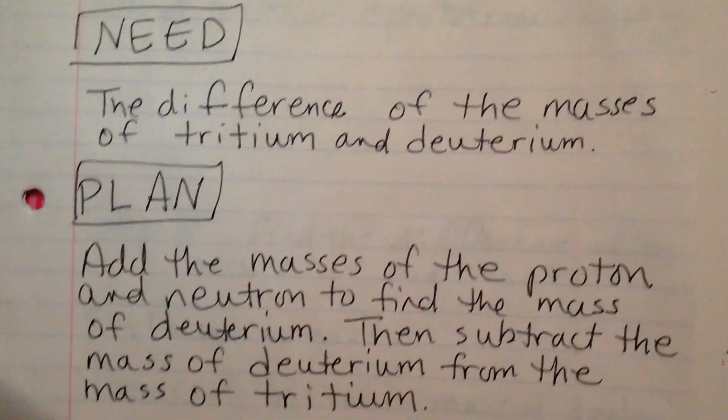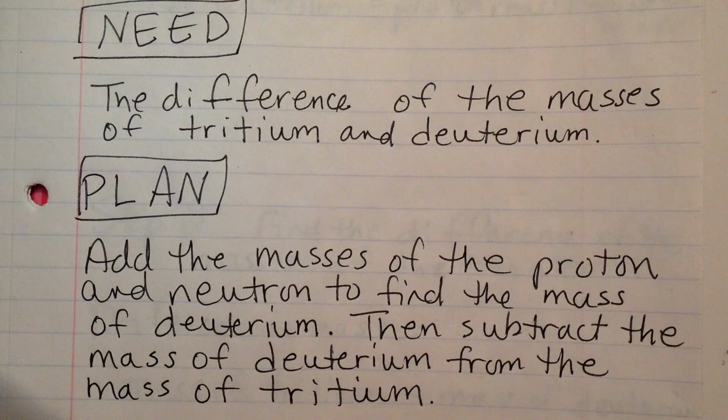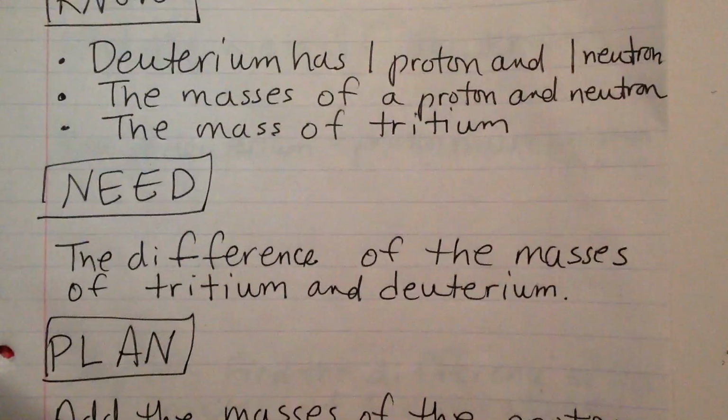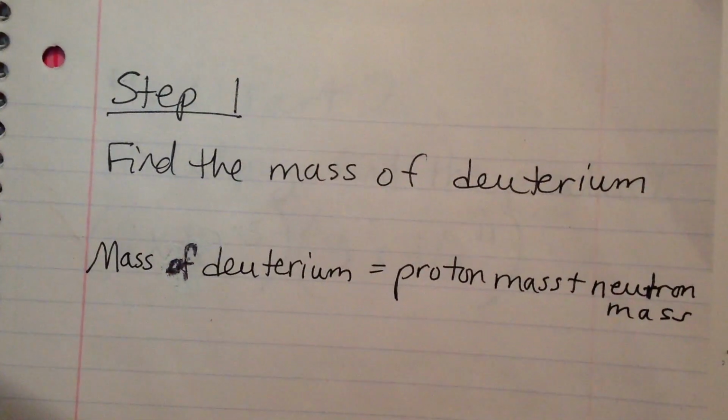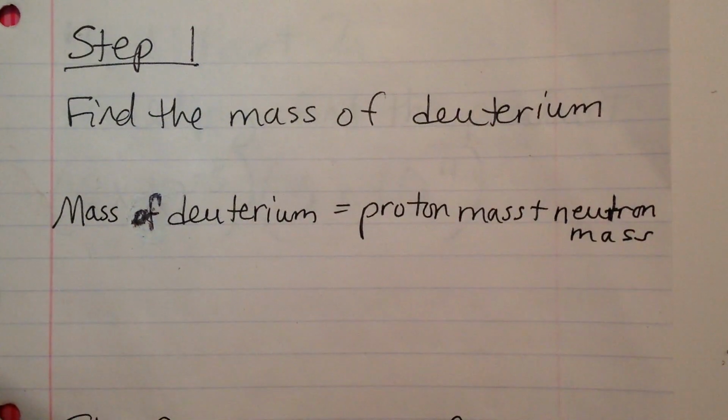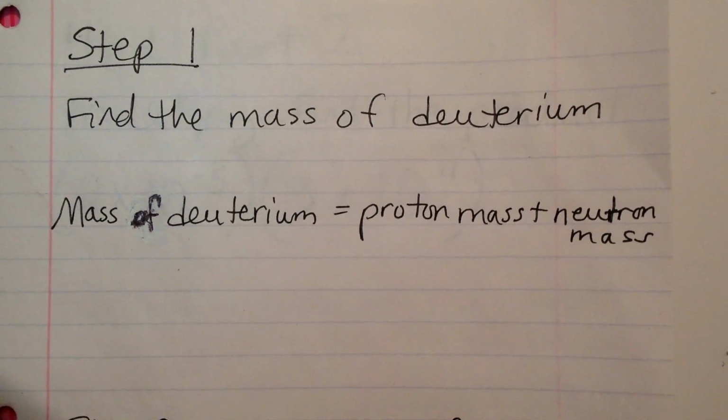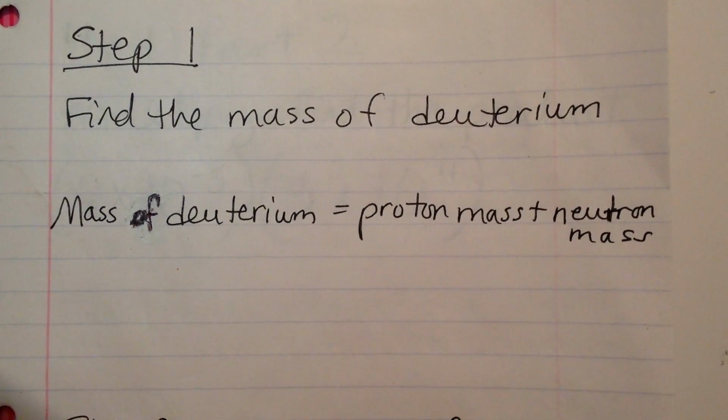Plan. We will add the masses of the proton and neutron to find the mass of deuterium. Then subtract the mass of deuterium from the mass of tritium. So, the first thing we're going to do is find the mass of deuterium. To find the mass of deuterium, we will add the proton mass plus the neutron mass.